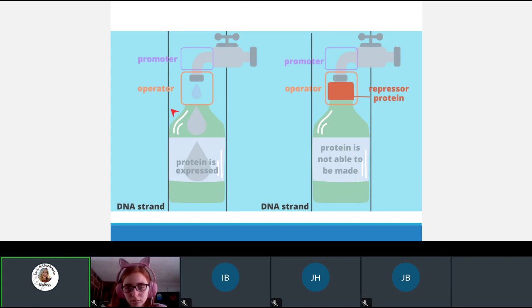Okay, this is a diagram that I made. These black lines are the DNA strands. This spigot up here represents the promoter, right? Because this is the water source. And this promoter is giving it a direction to come. So it's saying, hey, come this way. We want some water over here.